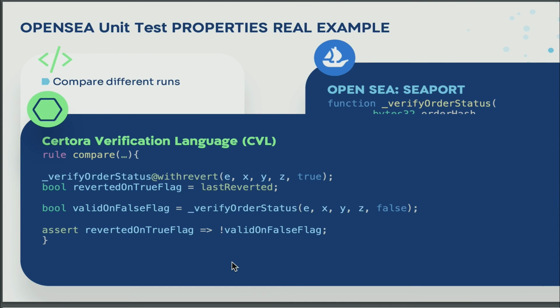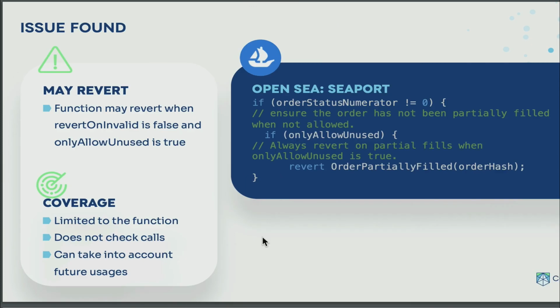Another thing that I do in my unit tests is compare different runs of the same function. For example, here, I want to compare reverting and non-reverting, the same flag, true and false. If it reverts on true, that means that when I'm calling the same function with the same arguments with the false flag, it should return false, right? Otherwise, there is some kind of inconsistency. And this nice property found a bug.